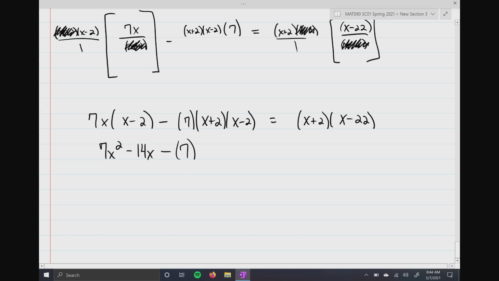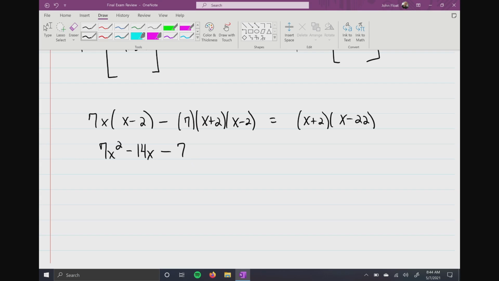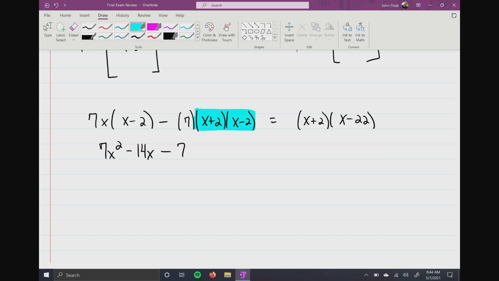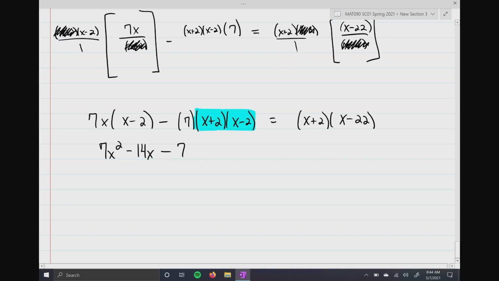Now, some of you may be asking, well, why did you write the 7 there first? And I'm going to show you. Right there highlighted, that is the factored form of difference of squares. x plus 2, x minus 2. So, since that is the factored form of the difference of squares, the question becomes, well, what originally was it? And originally, it was x squared minus 4. Okay? Equals.